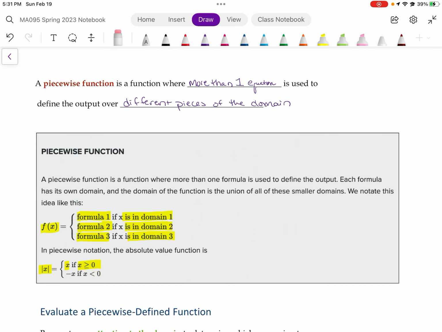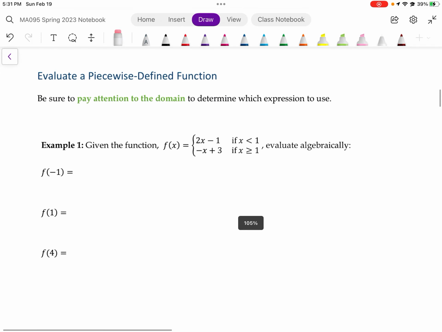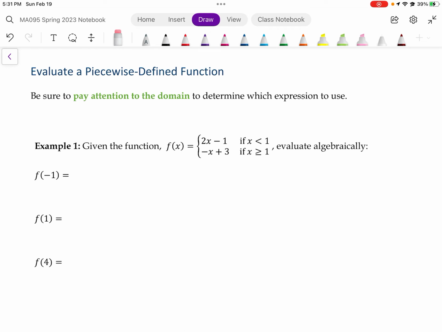All right, so continuing on from there, let's look at evaluating a piecewise defined function. So be sure to pay attention to the domain. I put it in green there. I really want you to pay attention to that. Pay attention to the domain to determine which expression to use. Okay, so we've got here that f of x equals 2x minus 1 when x is less than 1. And it equals this other equation if x is greater than or equal to 1. Okay, so that's what we mean by pay attention to the domain.